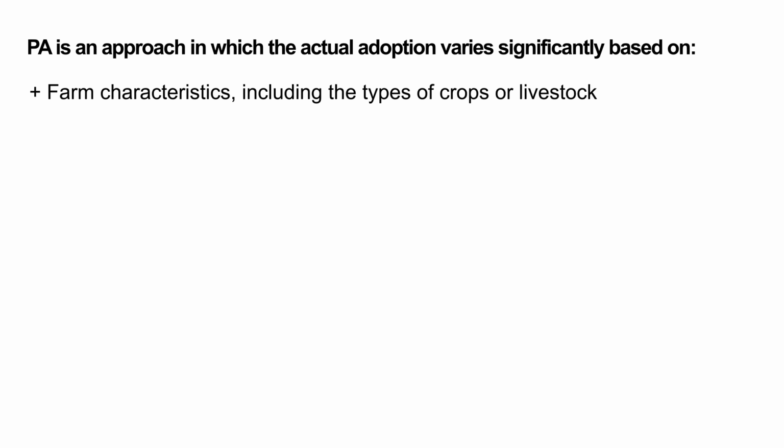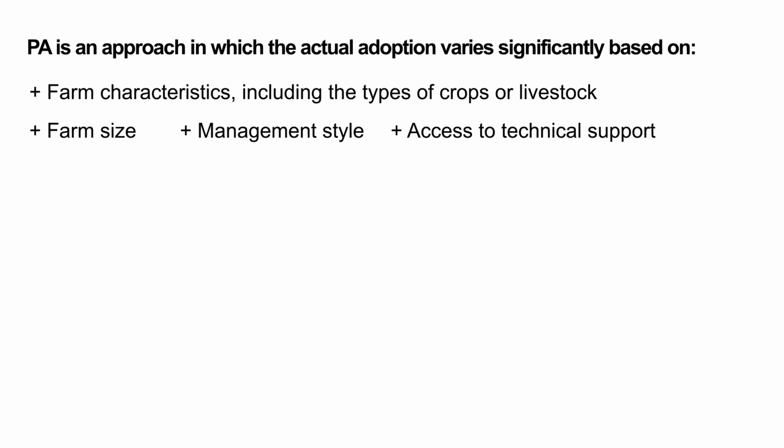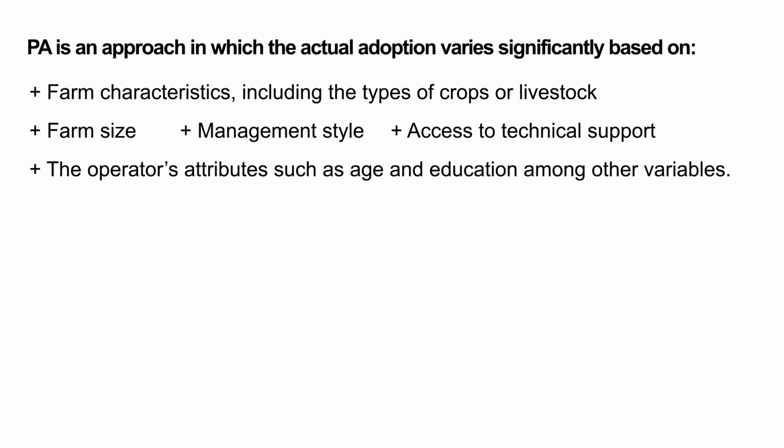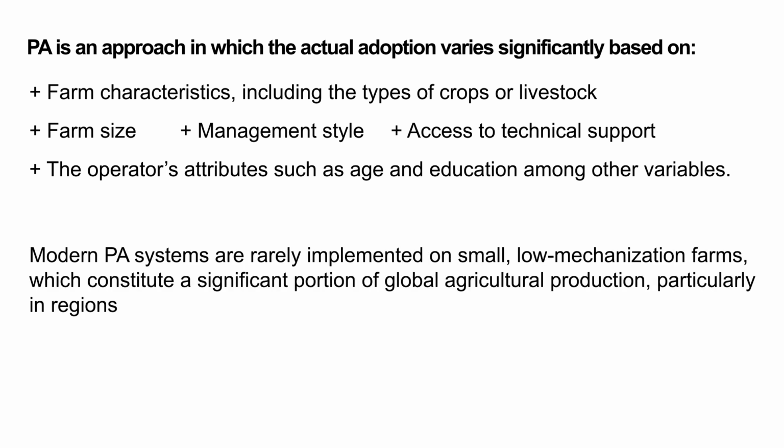PA is an approach in which the actual adoption varies significantly based on farm characteristics, including the types of crops or livestock, farm size, management style, access to technical support, and the operator's attributes, such as age and education, among other variables. Consequently, PA adoption differs widely among farms and has been slower and less uniform compared to other agricultural innovations. Modern PA systems are rarely implemented on small, low-mechanization farms, which constitute a significant portion of global agricultural production, particularly in regions that are most food insecure.